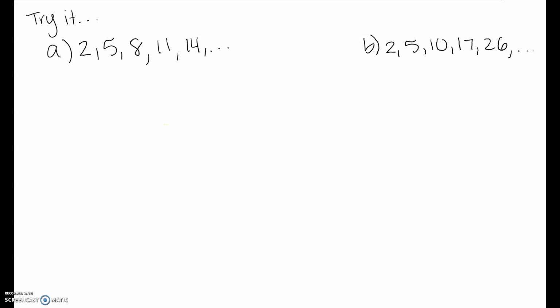So again, go ahead and pause the video to try doing these ones where you find the pattern and then write the explicit formula and find the next 3 terms. So go ahead and pause it and try it and then check afterwards.